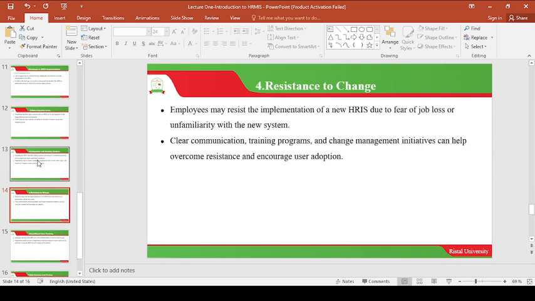The next challenge now is resistance to change. Employees may resist the implementation of a new HR information system due to fear of job loss or unfamiliarity with the new system. So anything new, of course, comes with implications and negative perception.